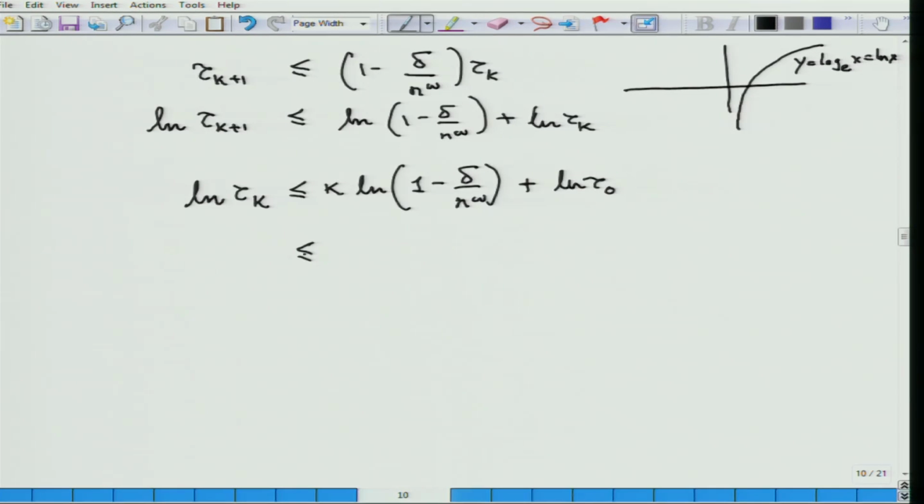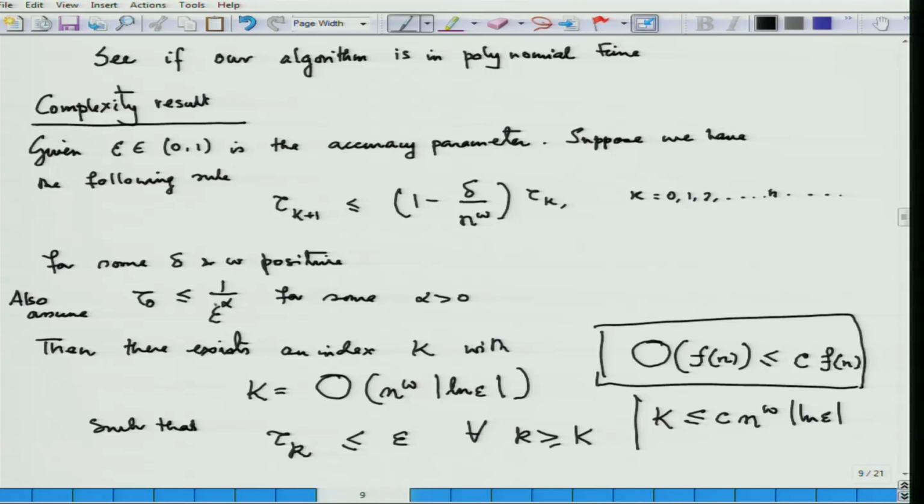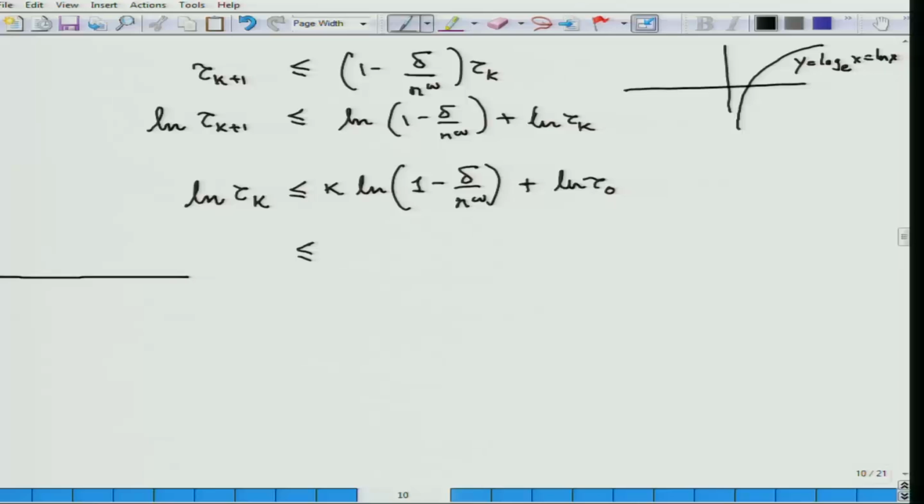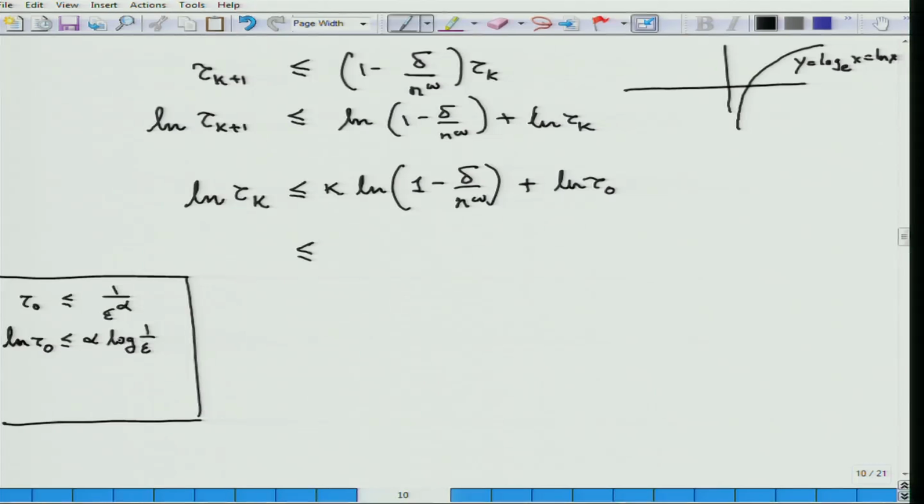Now, what was tau 0? Tau 0 is less than 1 by e to the power alpha. So, you can take log here also, right. So, let us see what would happen here. So, I will just do this calculation on the side in case, but this is a simple calculation. So, tau naught is less than equal to 1 by e to the power alpha, so ln tau naught is less than equal to alpha times log 1 by e. I can write also log of minus e, but this is nothing but 1 by e to the power alpha. So, the alpha comes in here, and so standard log formula.